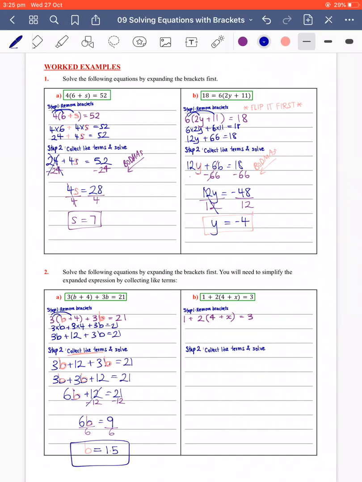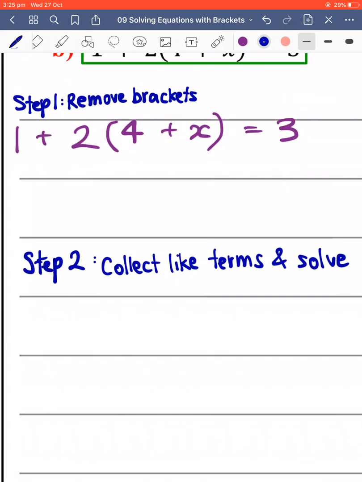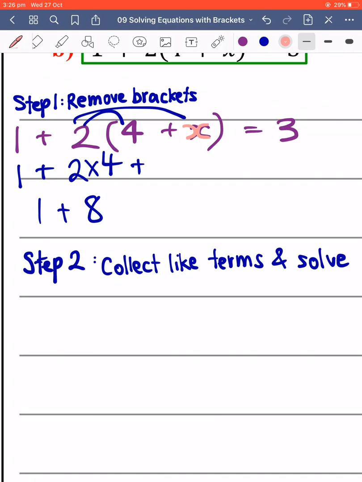Next one. Last one for this. Again, first thing we do is we remove the brackets. So let's do that first. So I've got my 1, haven't done anything with that. 2 multiplied by 4, which gives me 8. And then 2 multiplied by x, because remember we keep track of where any of our pluses and minuses are. I'm going to highlight my x here just so I can see it a little bit better. So I have 2 multiplied by x, which gives me 2x. And again, let's just highlight that x so we can see it quite clearly, equals 3.